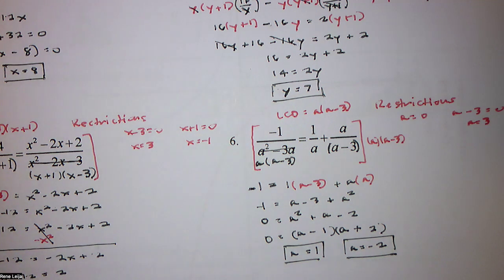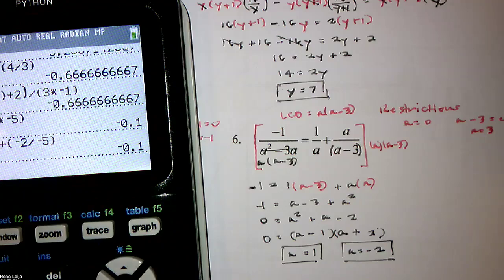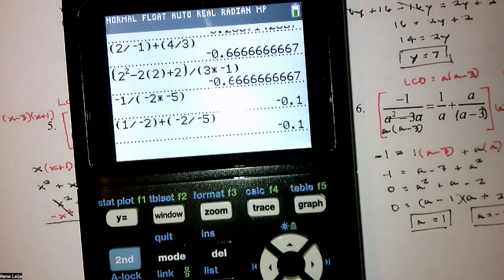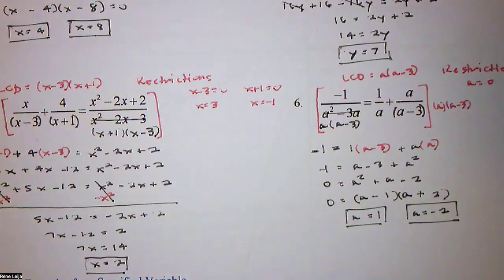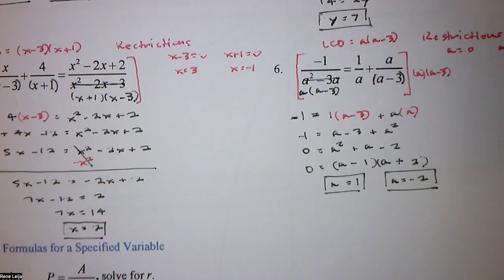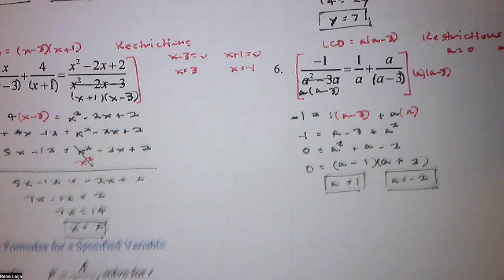So hold on just a second. Okay, so I went ahead and I checked the negative 2. So I plugged it in. And we did get that both sides equal each other. So yeah, they both work. So we're good. Okay. So they can be a little tricky, but again, practice, practice, practice.